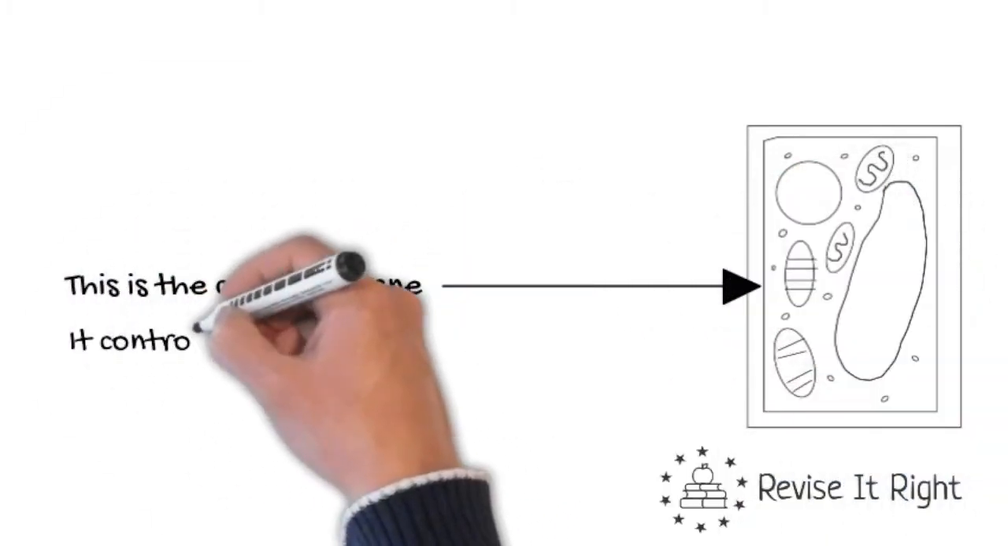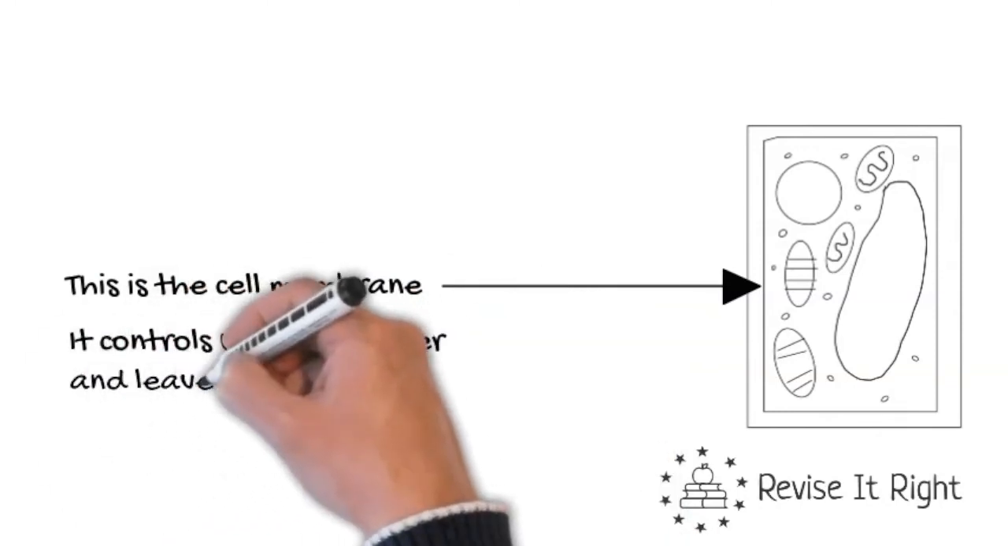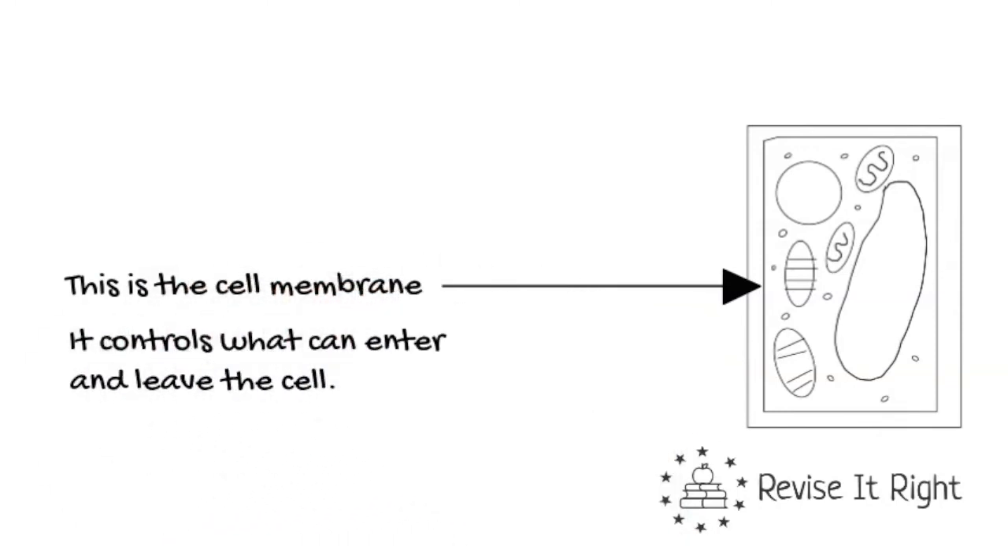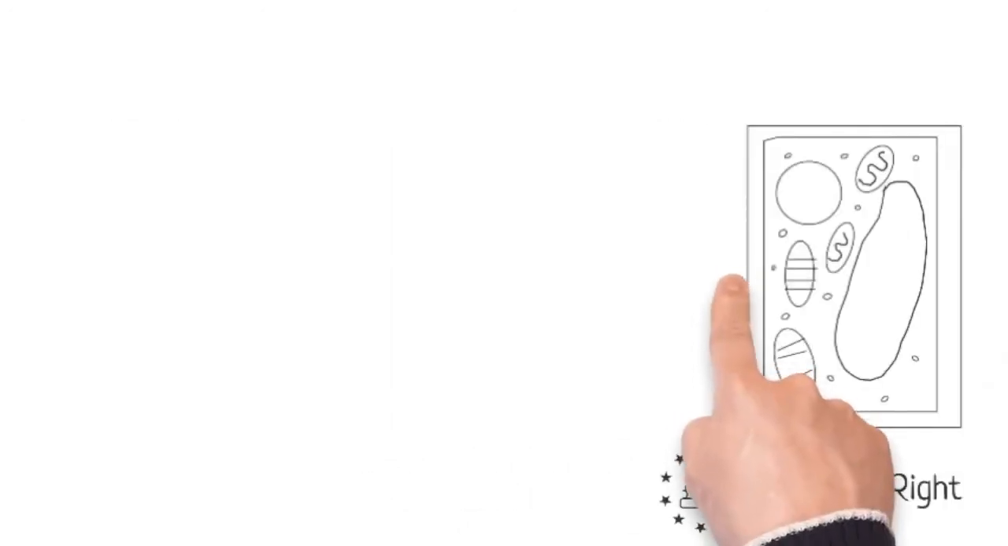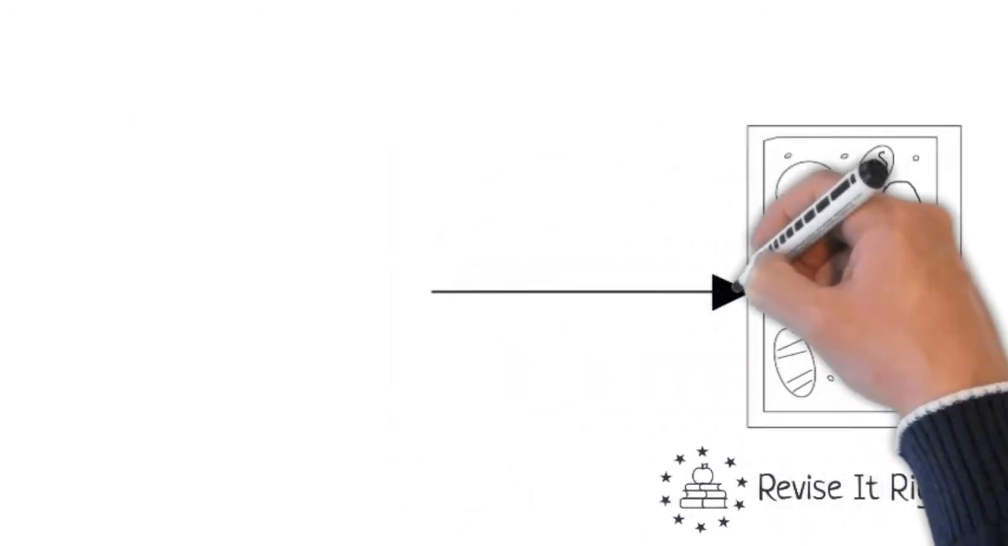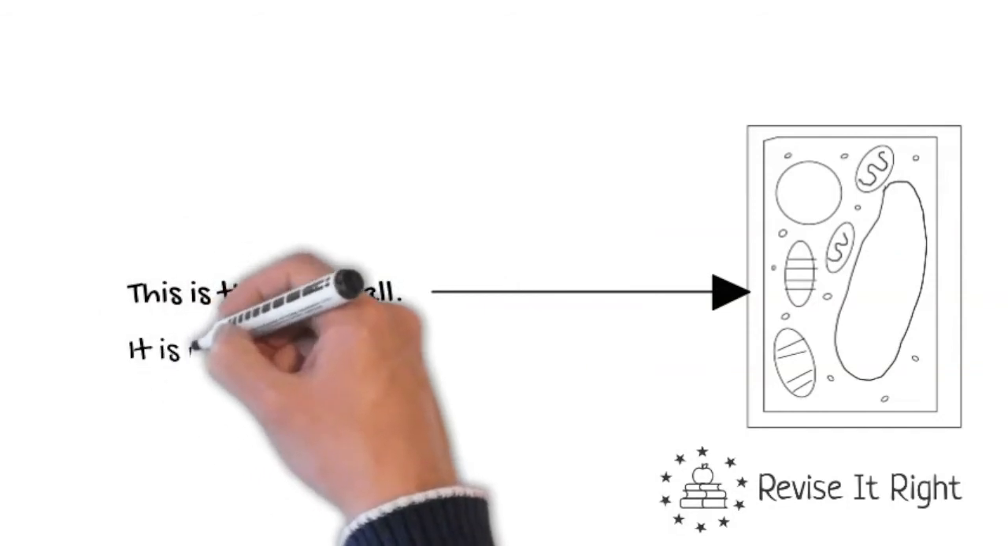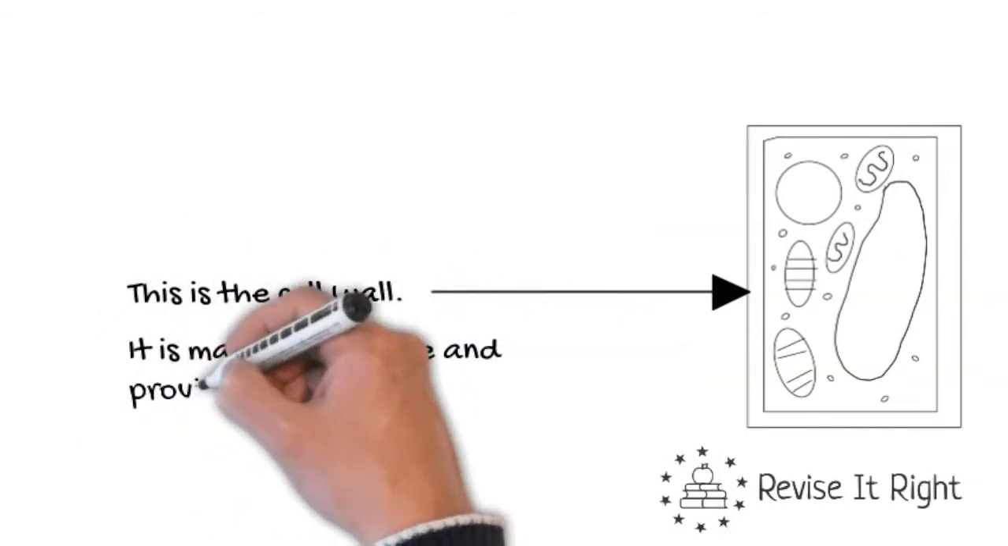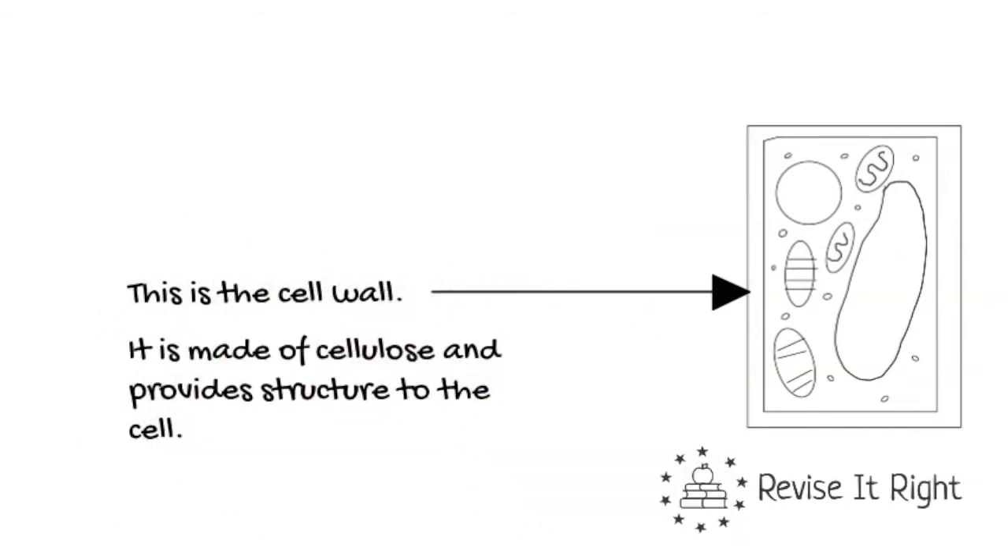Here is a cell membrane. It controls what can enter and leave the cell. Here is the cell wall. It is made of cellulose and provides structure to the cell.